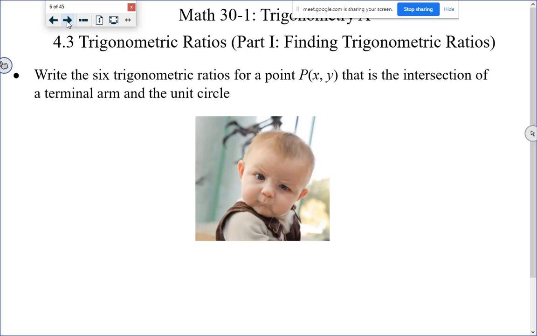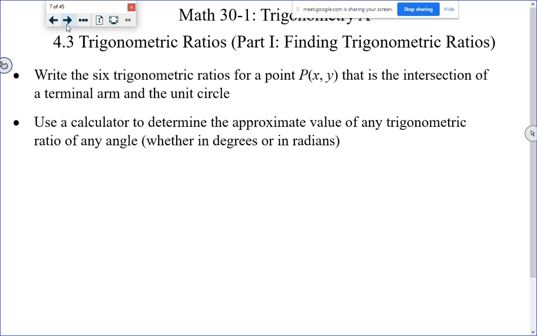So we're going to write the 6 trigonometric ratios for a point that is the intersection of a terminal arm with the unit circle. We're also going to use a calculator to understand how to calculate approximate decimal values of these trigonometric ratios. You already know how to find sine, cosine, and tangent, but we have to talk about how to find the other 3, and there's no button on your calculator for any of the other 3.